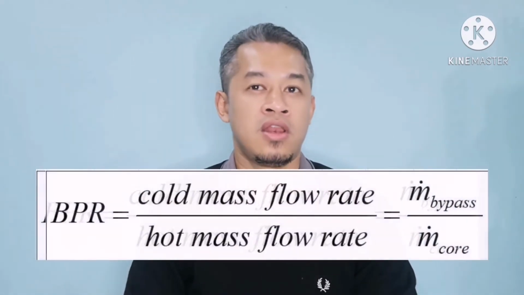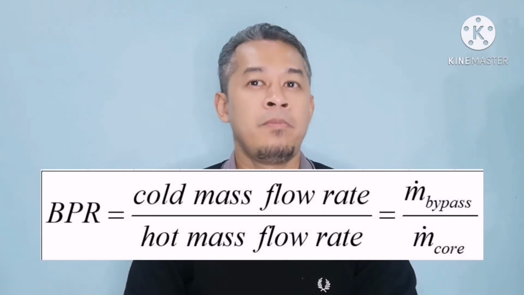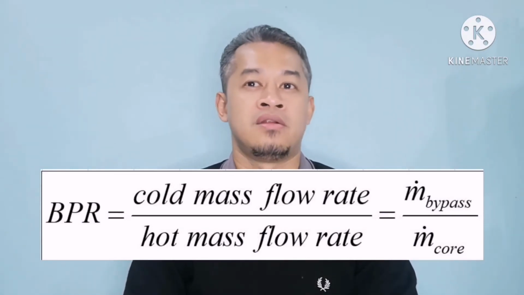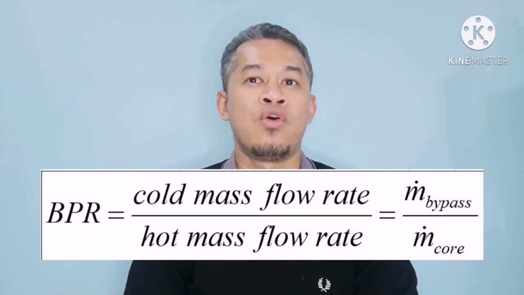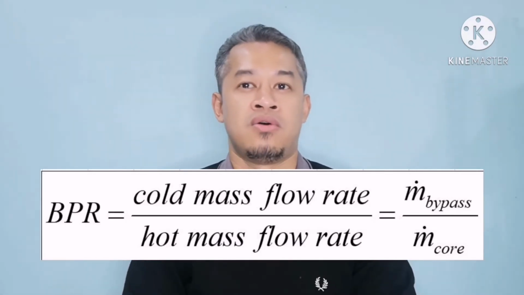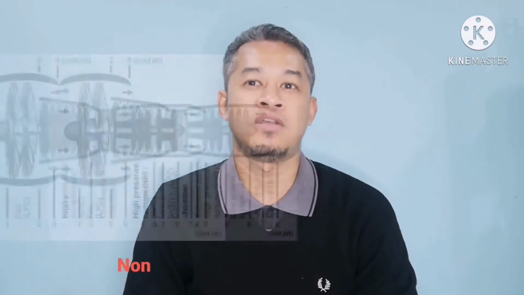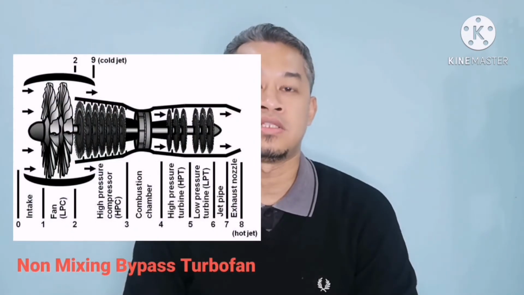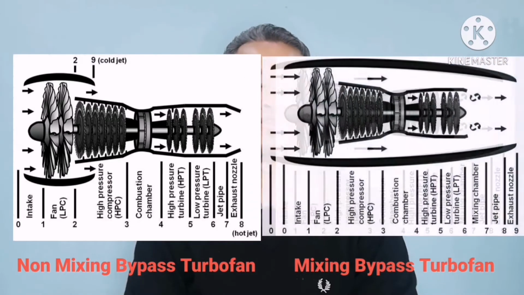Due to this, there is a special term that is only used for turbofans, called bypass ratio. Bypass ratio, or BPR, is defined as the ratio of the mass flow rate of cold air through the bypass duct over the mass flow rate of hot air through the engine core. There are two types of turbofan engine. First, the non-mixing bypass turbofan engine. Second, the mixing bypass turbofan engine.